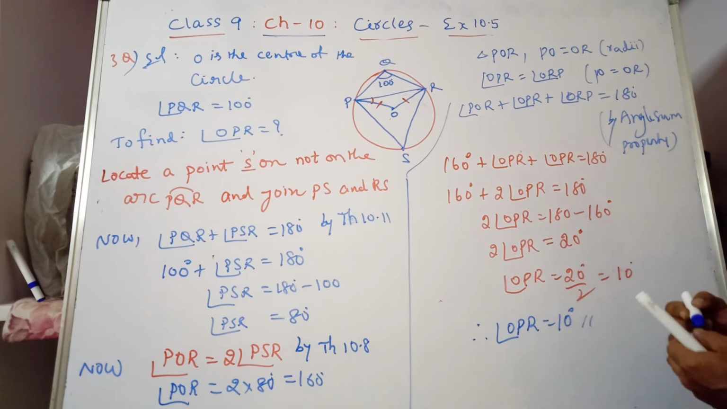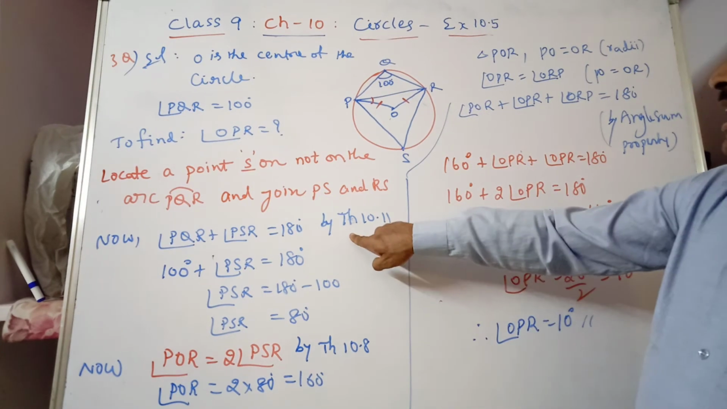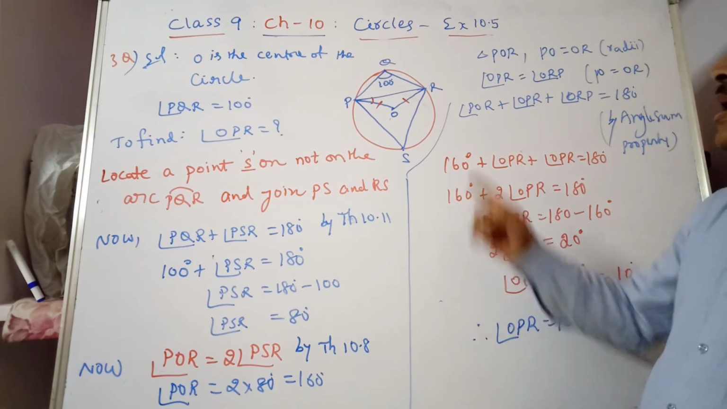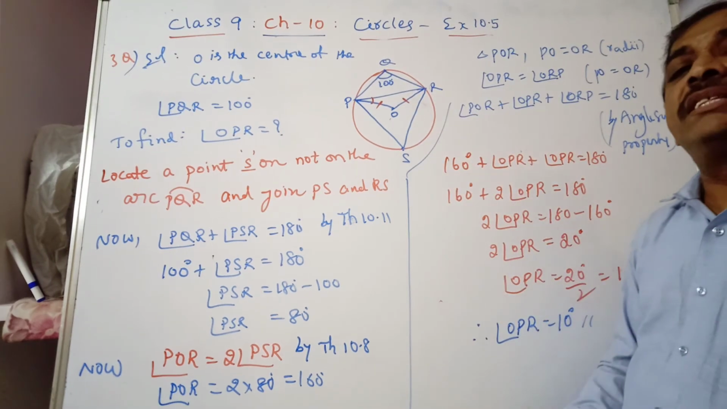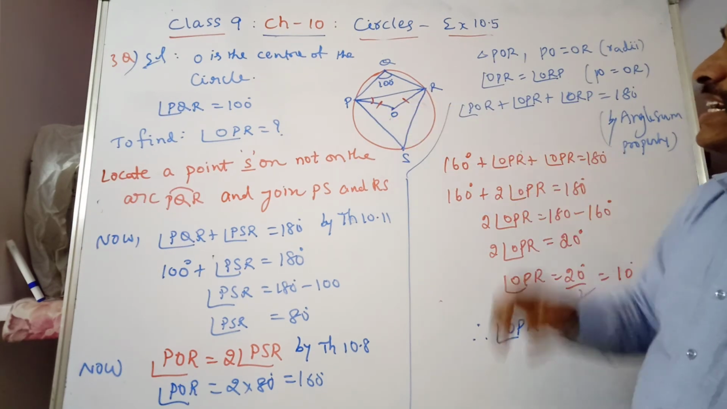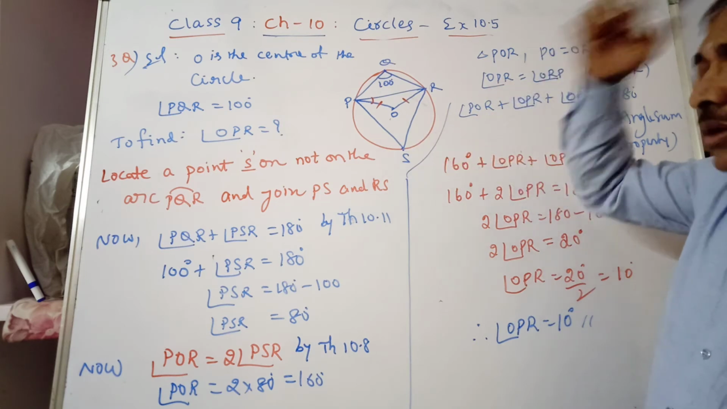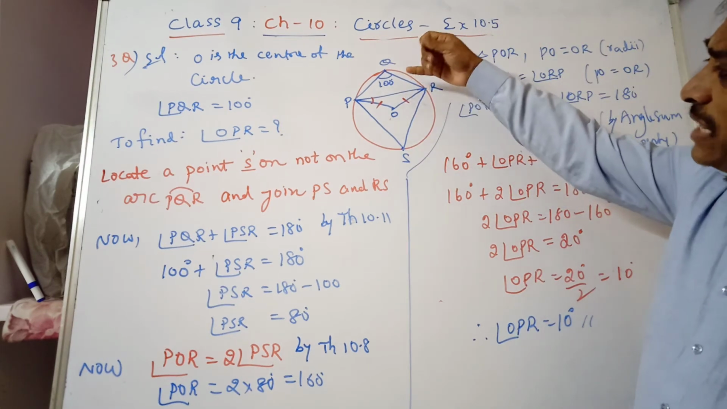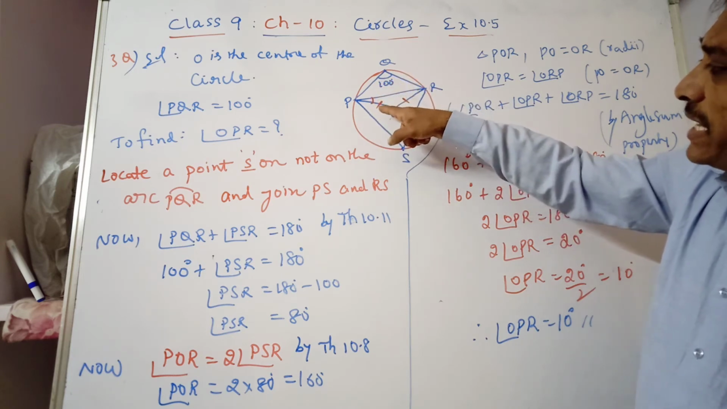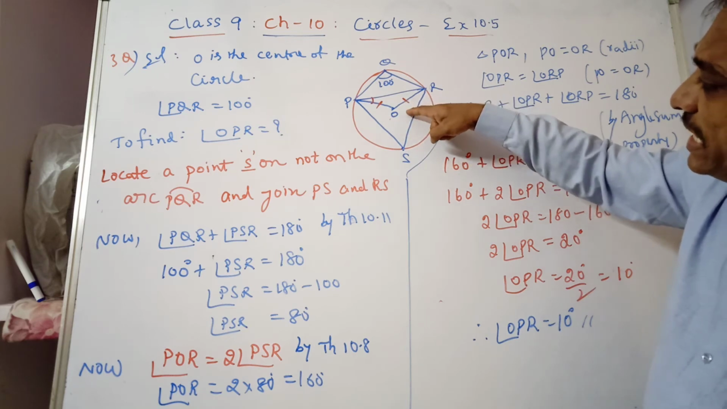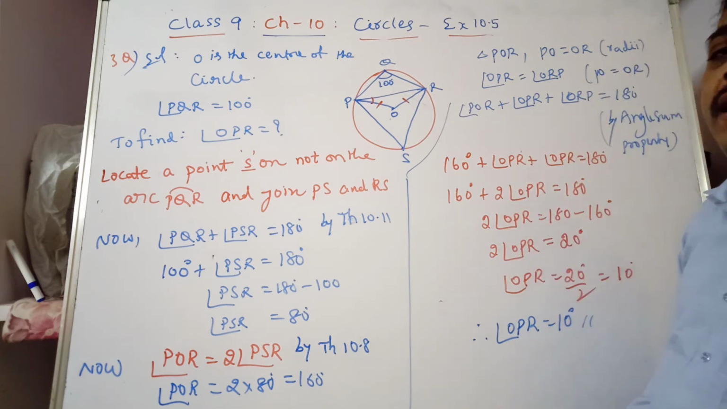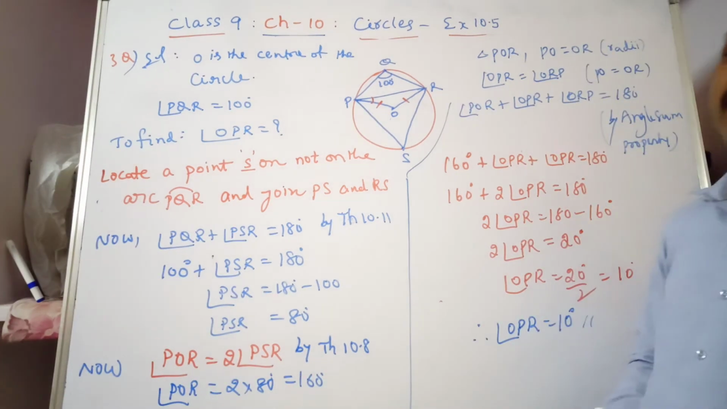Is it clear, students? Here we are using the concept that opposite angles of a cyclic quadrilateral add up to supplementary, or 180 degrees. Or you can solve this question completely by using the reflex angle concept also. What is a reflex angle? The total angle in a circle is 360 degrees. If this is 100 degrees, then the angle made by the leftover part is the reflex angle. So by using the reflex angle concept also it could be solved.